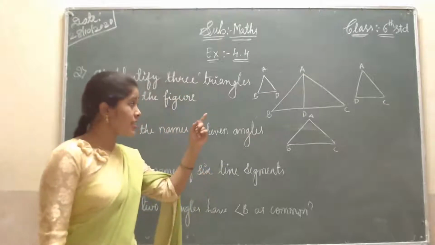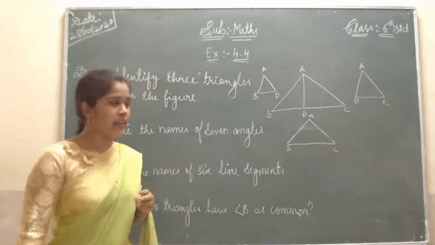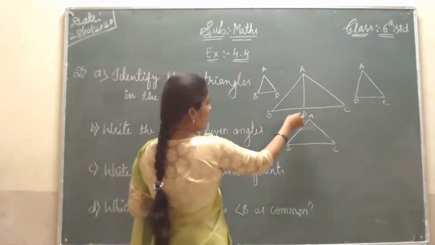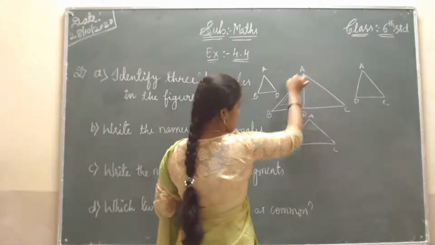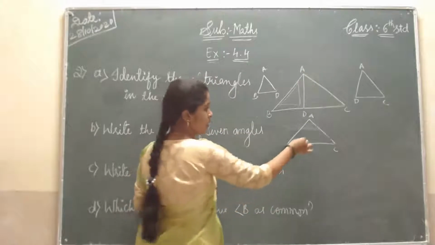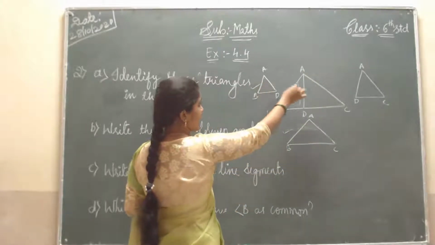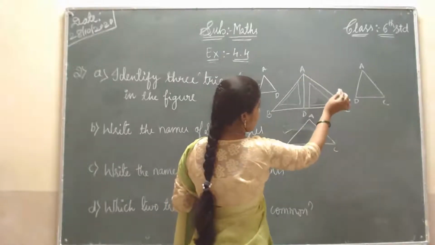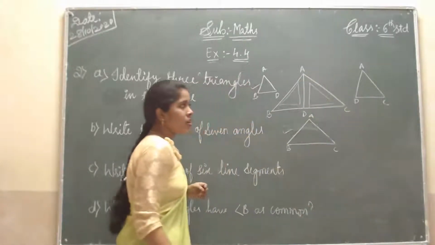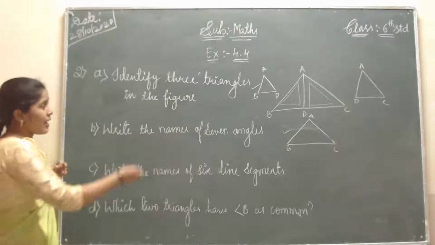See here, in this figure there are three triangles. One big one is ABC, the first triangle. The second triangle is this one, ABD. And the third triangle is this one, ADC.